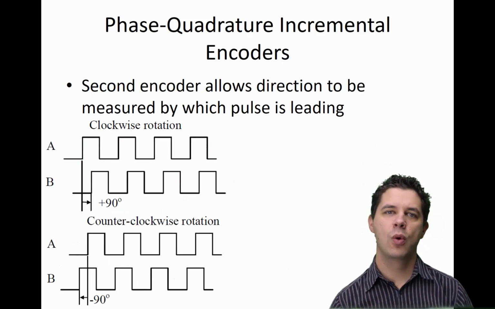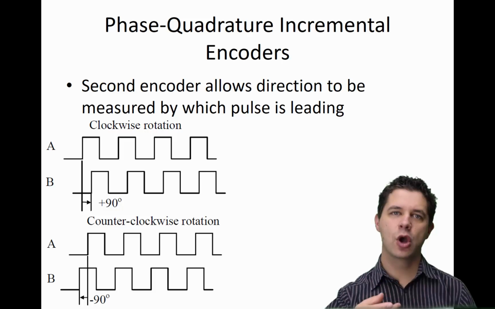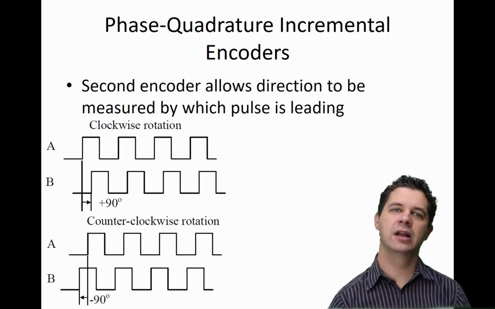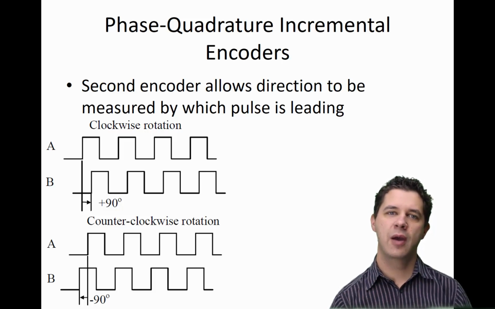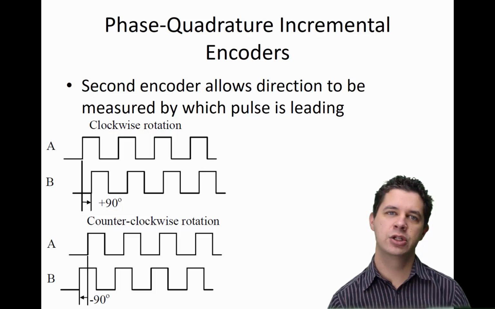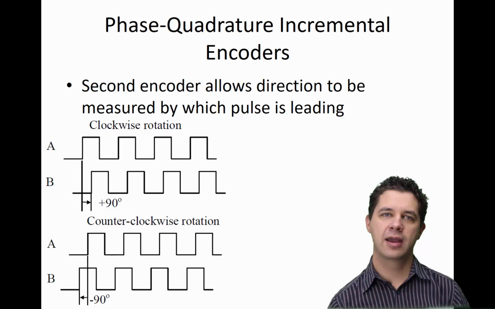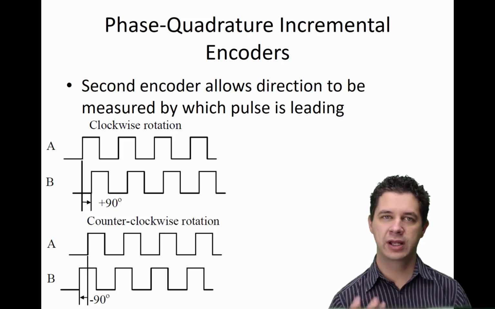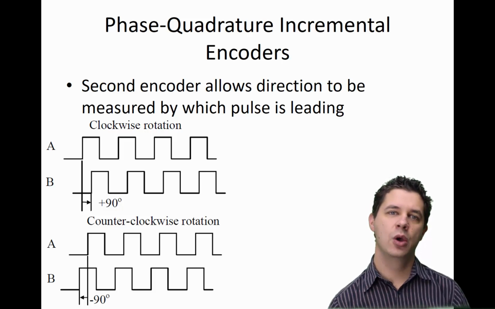Here's an example where we show one of these encoders in clockwise rotation and counterclockwise rotation as well. And we essentially see which one's the leading one. Which one has the first leading edge? Is it A, in which case we'd know we're turning in a clockwise direction, or is it B, in which case we know we're turning in a counterclockwise direction.